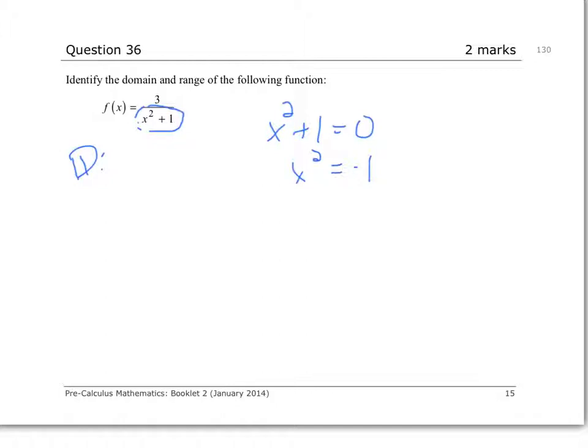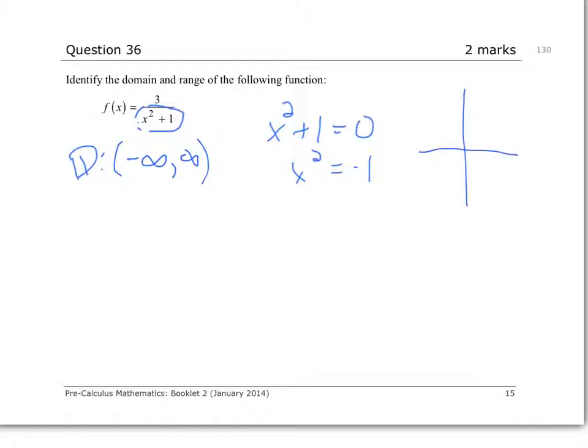So x squared plus 1 is always positive. So our domain is negative infinity to positive infinity. So there's no restrictions on x. So now on the topic of x squared plus 1, we want to think about how that behaves so we could analyze the range here.